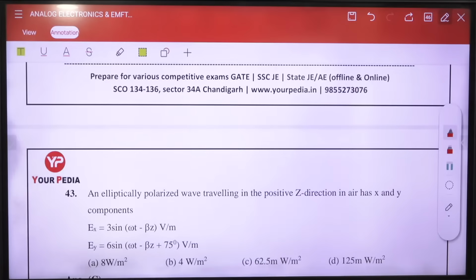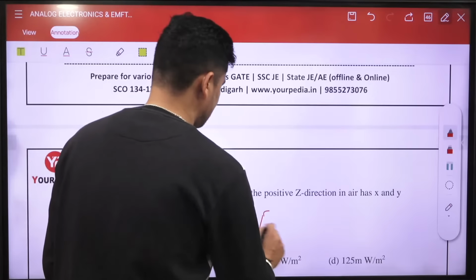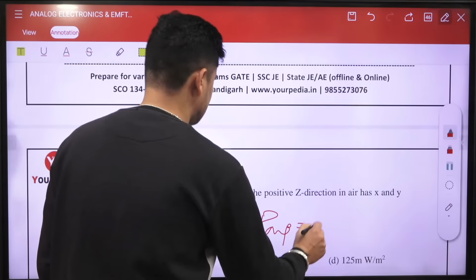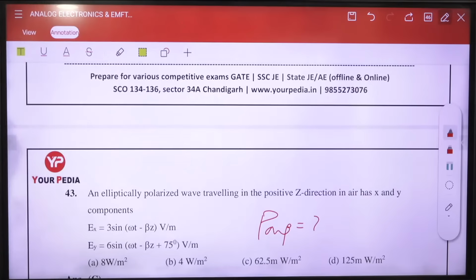Ex and Ey are given to you. The wave is traveling in z direction, right? What is he asking here? He is asking about the average power, P average. That is the missing line there, right? P average you have to calculate. Average power density.